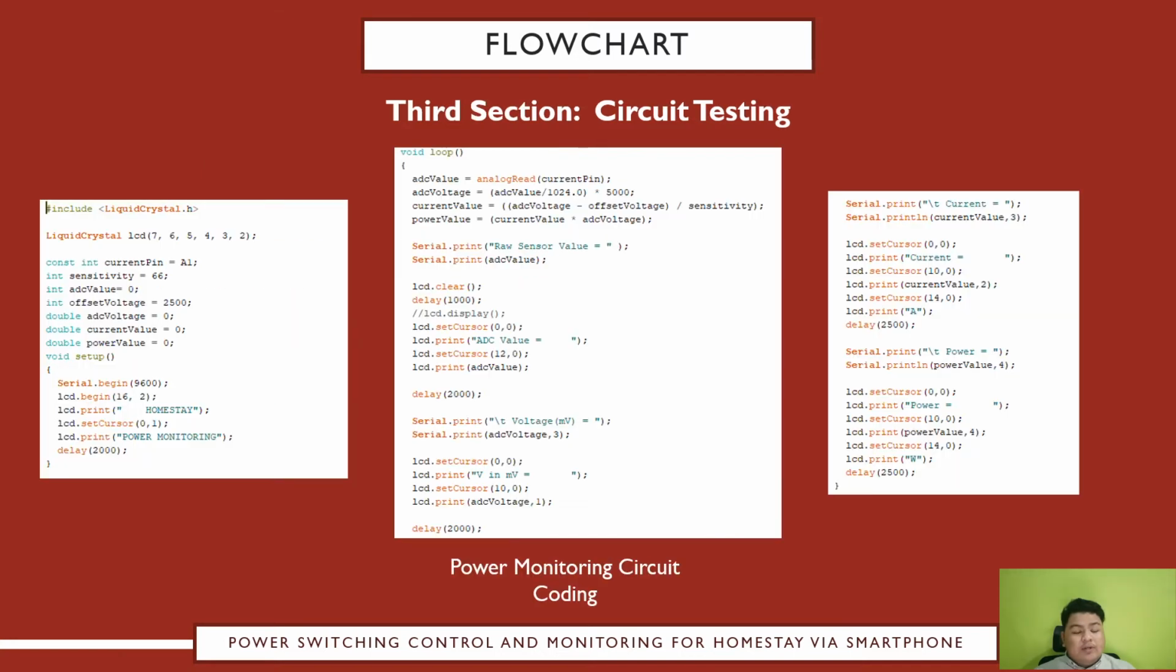This is the power monitoring circuit coding, where this coding covers the calculation for the analog value reading from the sensors, and also displaying some essential values that need to be displayed on the LCD display.